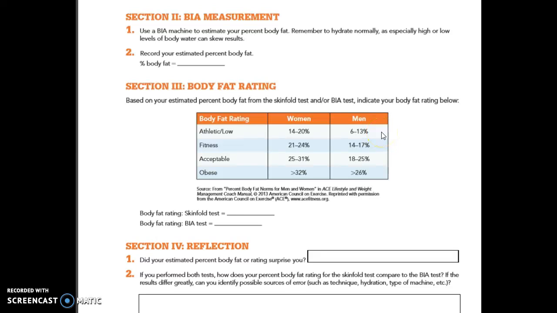So be very careful whenever you're writing your goals to say that I want to be in a low or athletic body composition category. Please consider the best for your body and being the best that you can be.